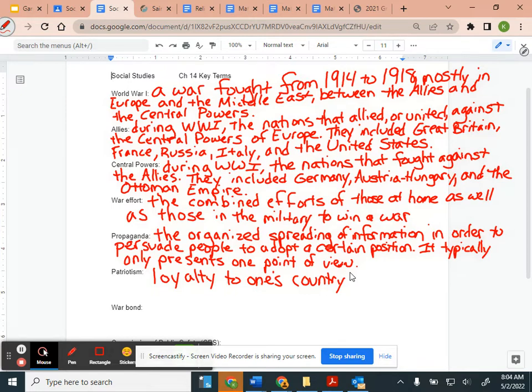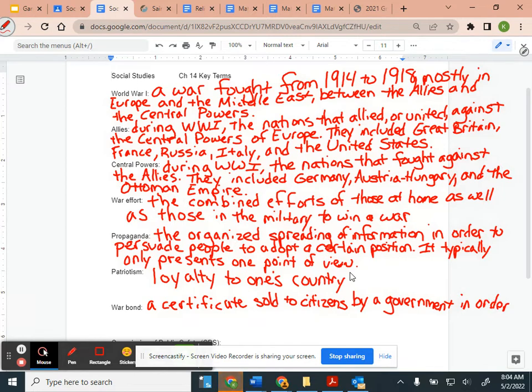A war bond is a certificate called a bond sold to citizens by a government in order to help pay for a war.